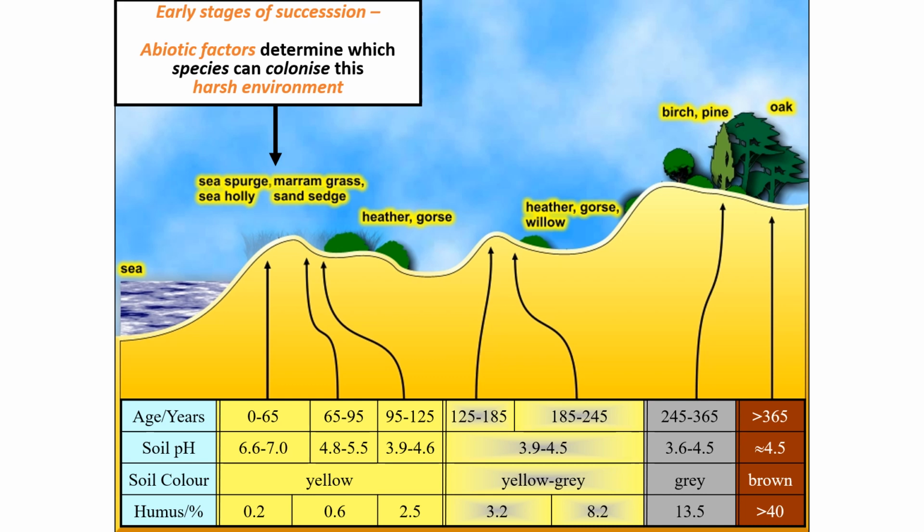So we then get to areas where you have other species like heather and gorse, for example, able to outcompete those pioneer species, things like sea spurge, sea holly, marram grass, etc. That process continues over time, and by looking at the table at the bottom, you can see how the pH of the soil eventually decreases, and how the soil colour becomes more grey-brown, in other words the colour of soil as opposed to the colour of sand. An important one is the humus, the organic content as a percentage. It goes from 0.2 in the very young dunes, where the pioneer species colonise, to more than 40% in the climax community. The climax community shown here on the right is a woodland. It's birch, pine, oak, with high species diversity, high species richness, because it's the climax community, the relatively stable community.